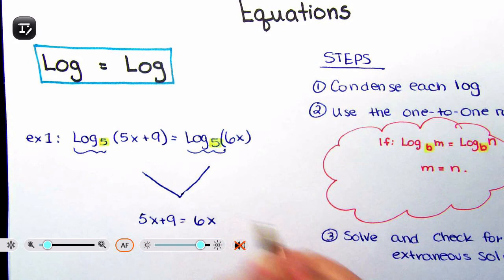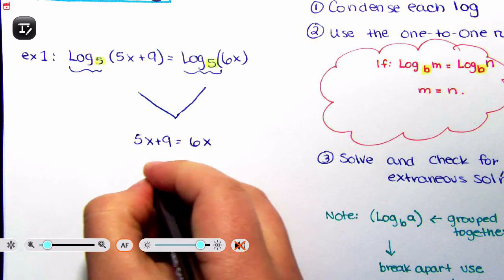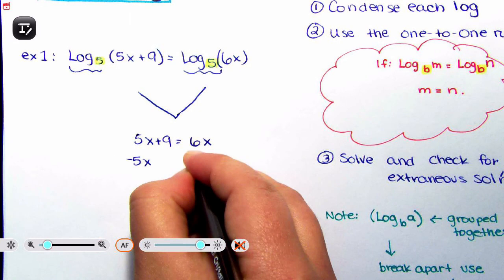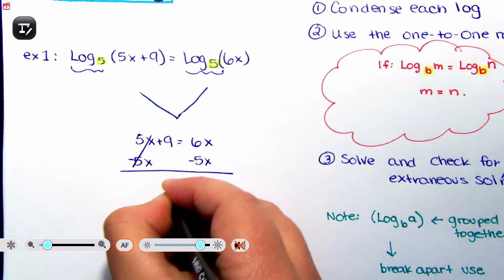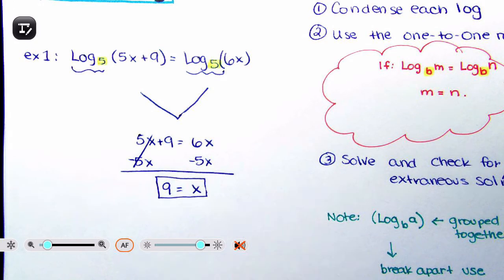Whenever you're solving equations, you are solving for a value at the end. So then we're going to combine like terms. I'm going to subtract 5x from both sides. So I have 9 is equal to x. Is that my answer? Maybe.